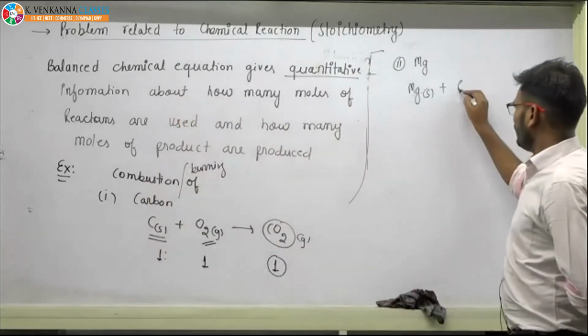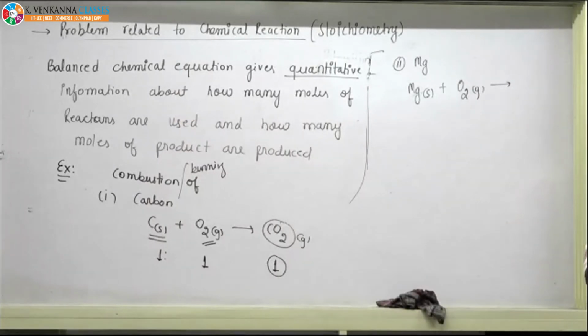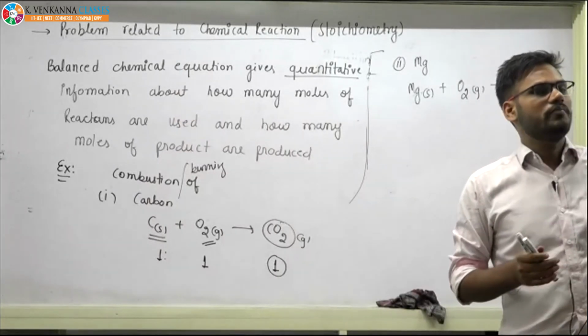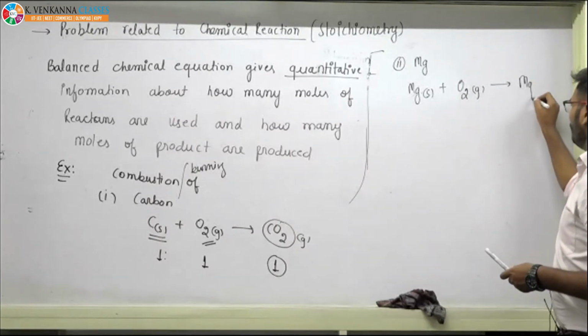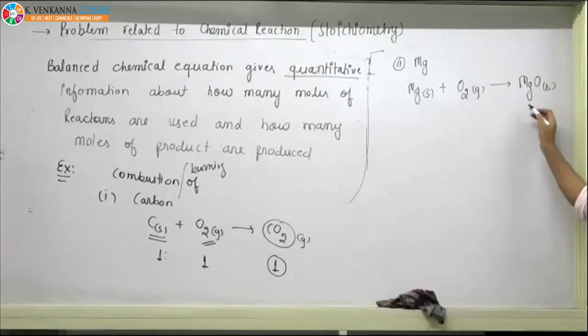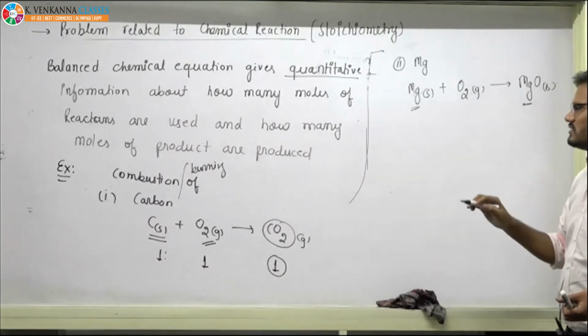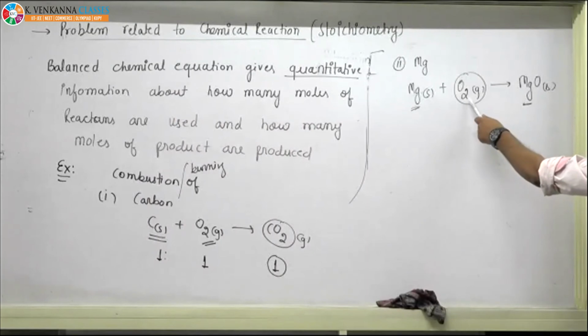So Mg on reaction with oxygen gas, you need to know that Mg on burning with oxygen provides magnesium oxide, that is written as MgO. So if you want to check, Mg is already balanced, but oxygen is not balanced. If you see, there are two atoms of oxygen.